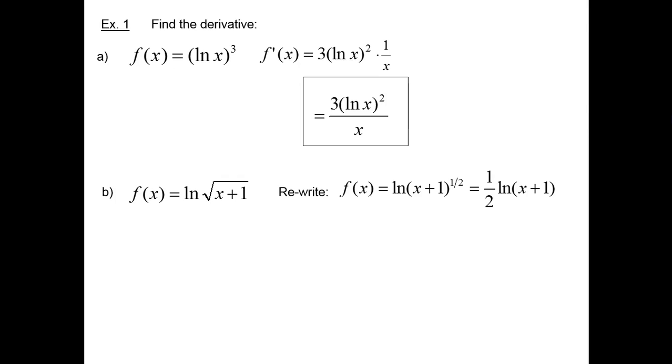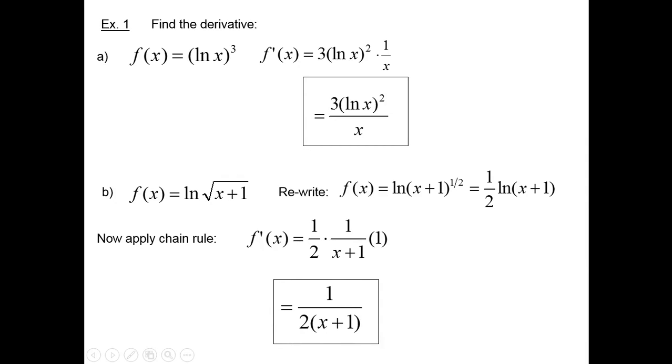Now if we take the derivative, it's just going to be 1/2 times the derivative of that natural log. Now that's going to be a chain rule. So we're going to have 1 over x plus 1 times the derivative of x plus 1, which is just 1. That cleans up to that. And you can distribute the 2 or not. It's up to you.